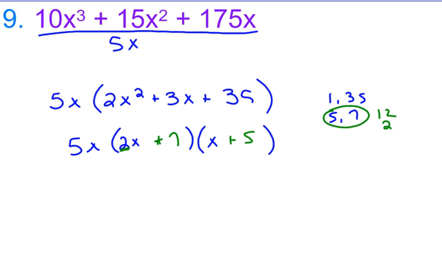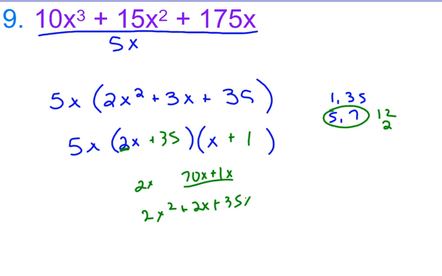So now I should try 1 and 35. Some of you right now are thinking, I know that's not going to work, right? You can kind of see that, but let's try it, because we've got to just double check here. So let's go 1 and 35. 2x squared plus 70x plus 1x. I can already see that's not going to add up to 3, right? If I flip the 1 and 35 around, I'd have 2x squared plus 2x plus 35x. Still not going to add up to 3.